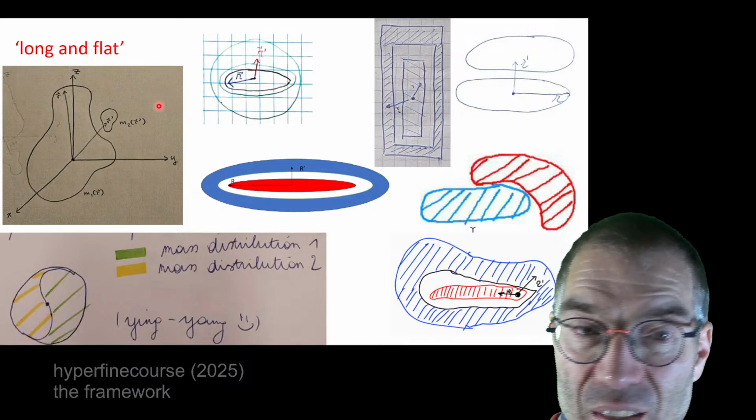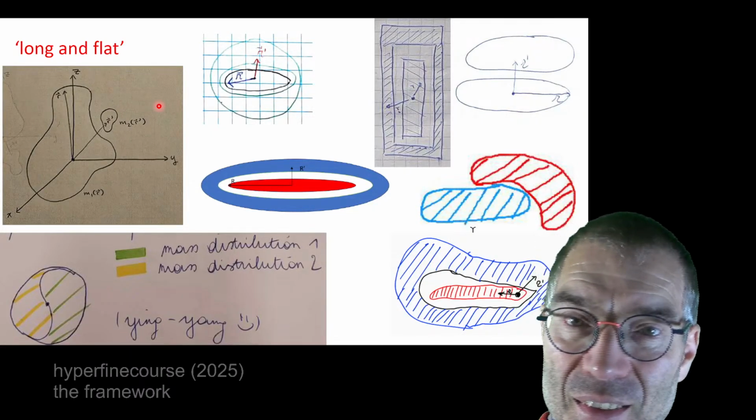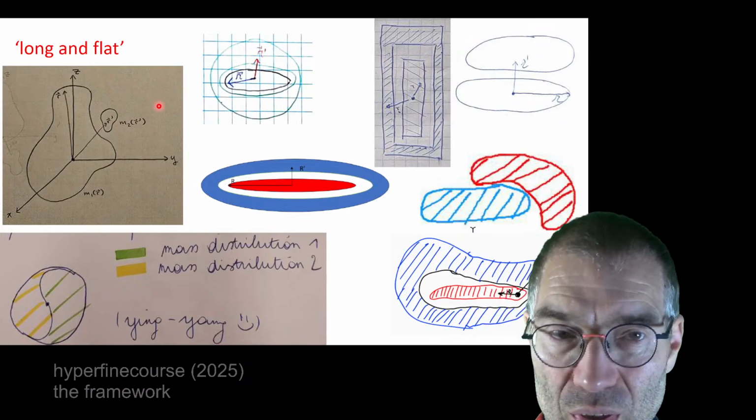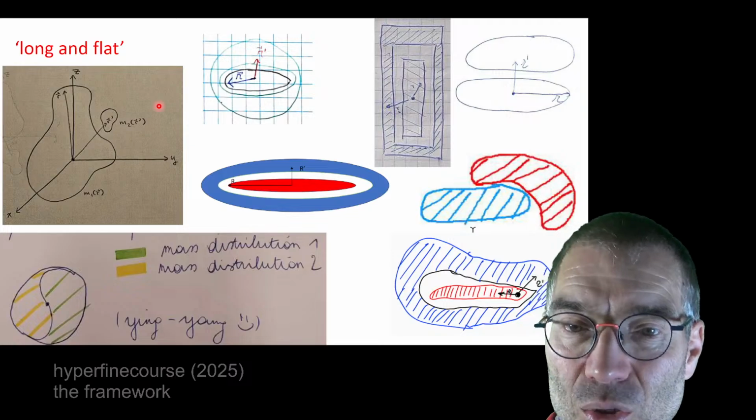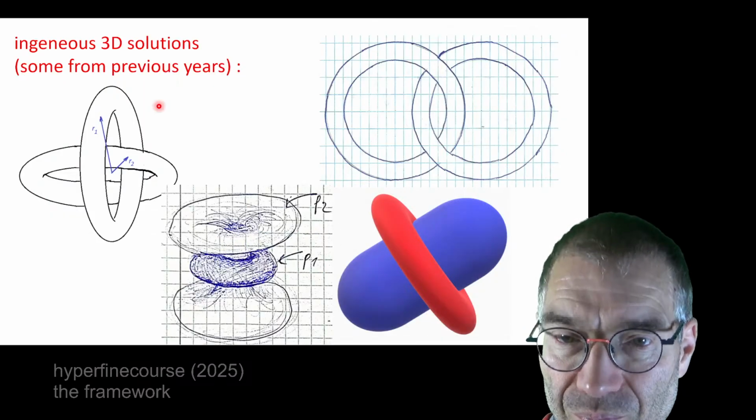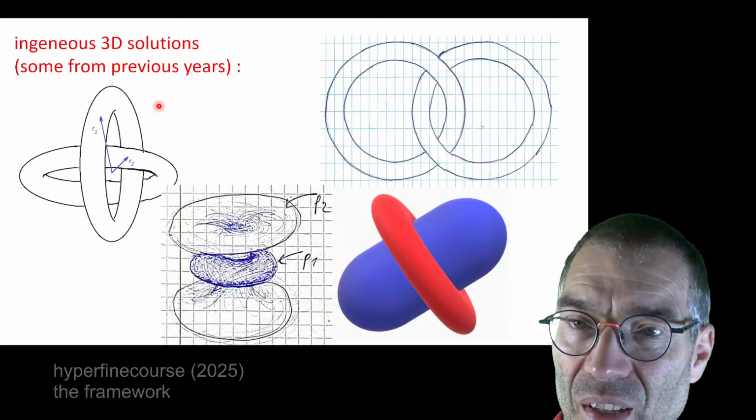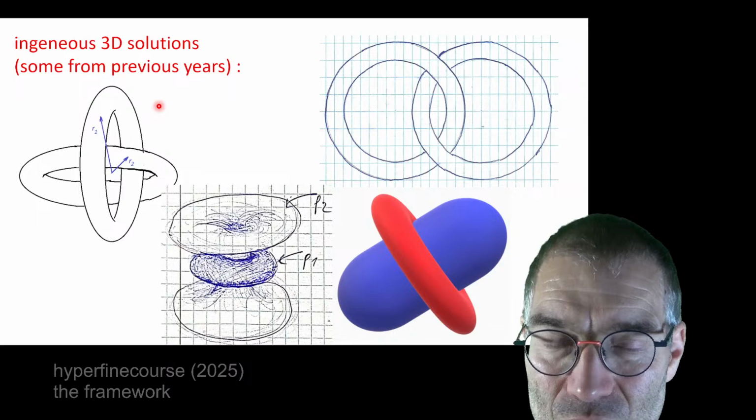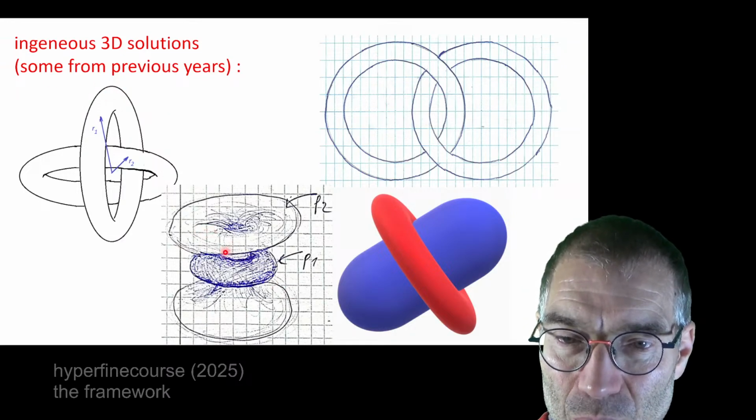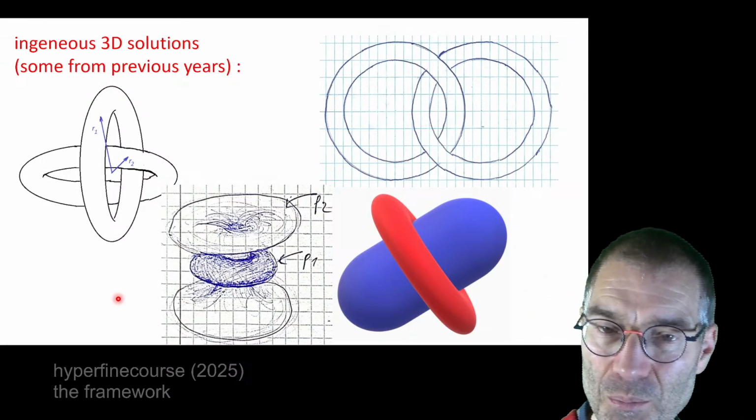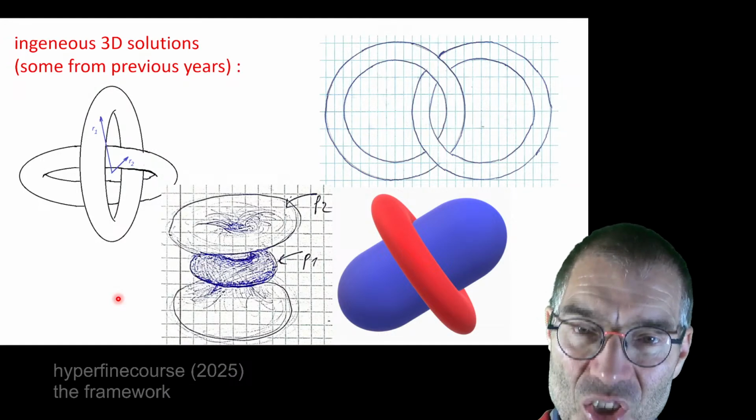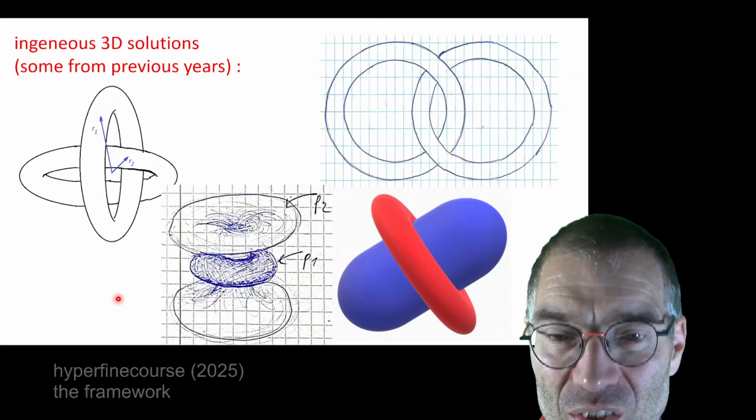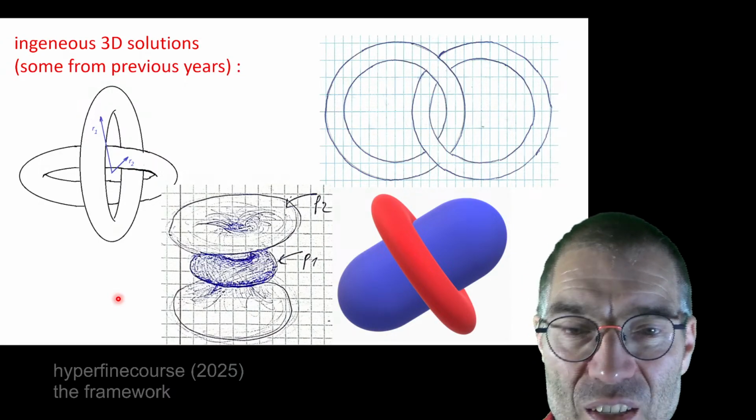You can also make long and flat mass distributions. Many examples are shown here. And also in these cases, the condition can be violated. And some people have sometimes very ingenious 3D solutions. Also this year, the picture here was from somebody who has some drawing talent and who sketched two mass distributions that make a very organic, natural shape, and in which this condition is not fulfilled.